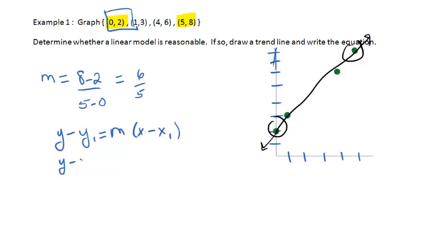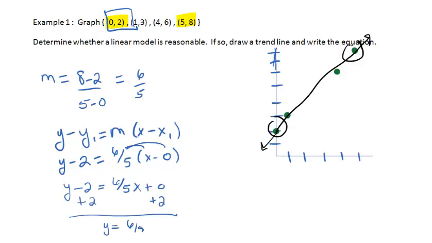Okay, I'm going to substitute in my y1 value, which is 2, so y minus 2 is equal to my slope, 6/5, times x minus my x value, which is 0. And I get y equals 6/5 x plus 2.